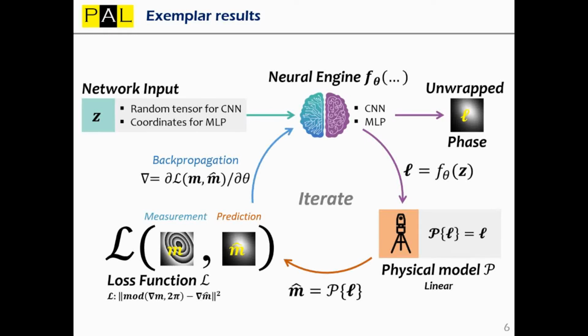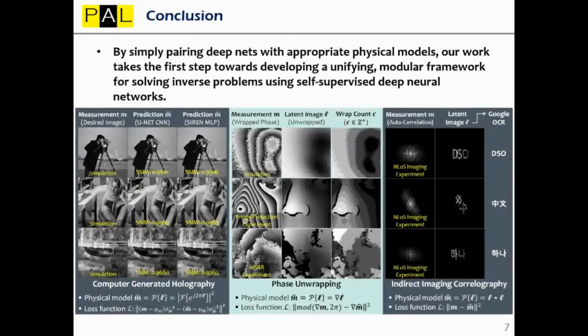For instance, in solving the phase unwrapping problem, the measurement is the wrapped phase. We simply choose the physical model and loss function according to domain knowledge, and pick whatever neural engine you like. The unwrapped phase will be recovered by optimizing over the space of network parameters theta. Inverse problems, including but not limited to phase recovery problems, can be solved with the same framework. The only difference is the choice of physical model and loss function.